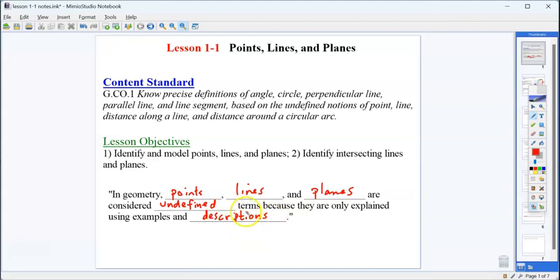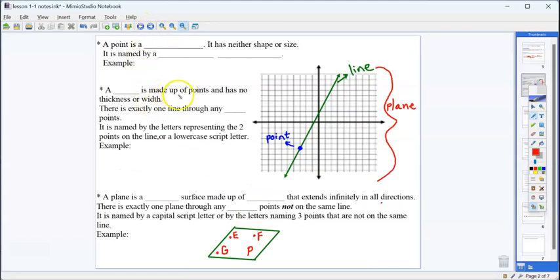So what we end up doing is we will describe these. We will say that they are like something. We have some real life situations that we can use to describe these three concepts, these entities. But there is no true formal definition of them. So let's get into how we would describe, first of all, a point.